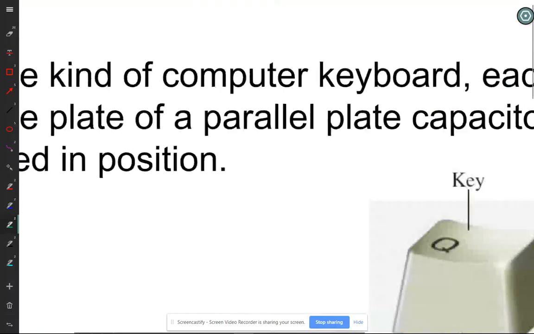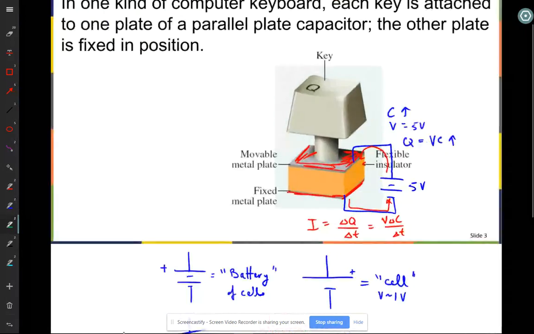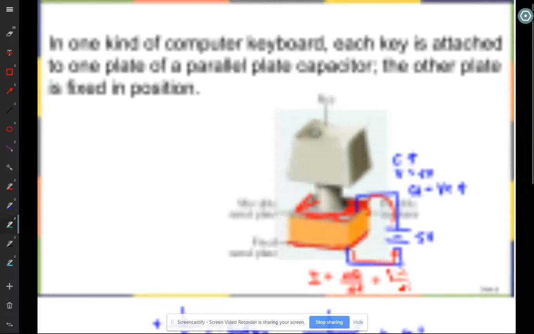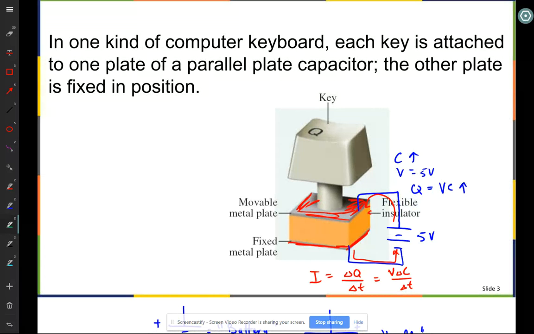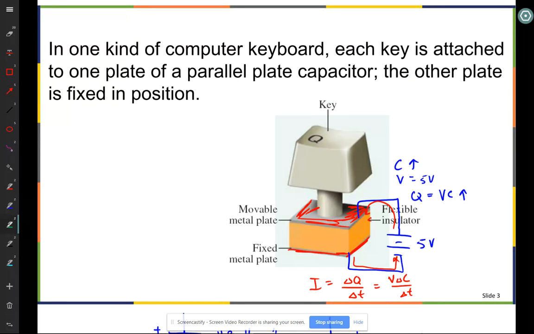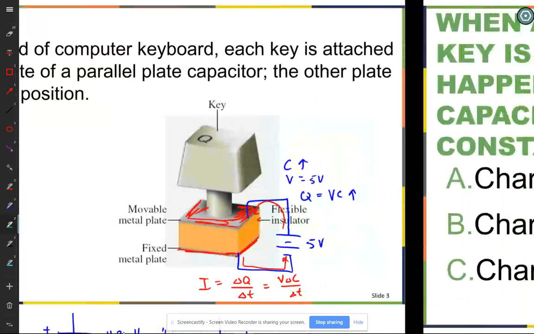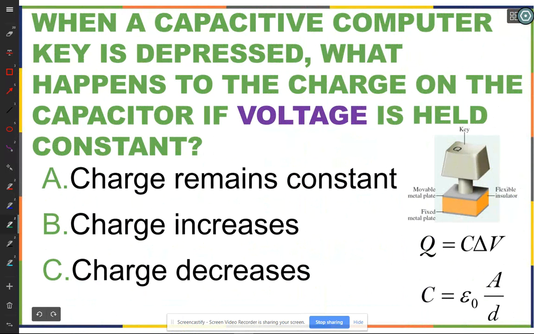So what's the point of this? To show a practical example of using a capacitor and how it can be utilized. Any questions about that key? It's kind of boring, I know. But it's a practical example.